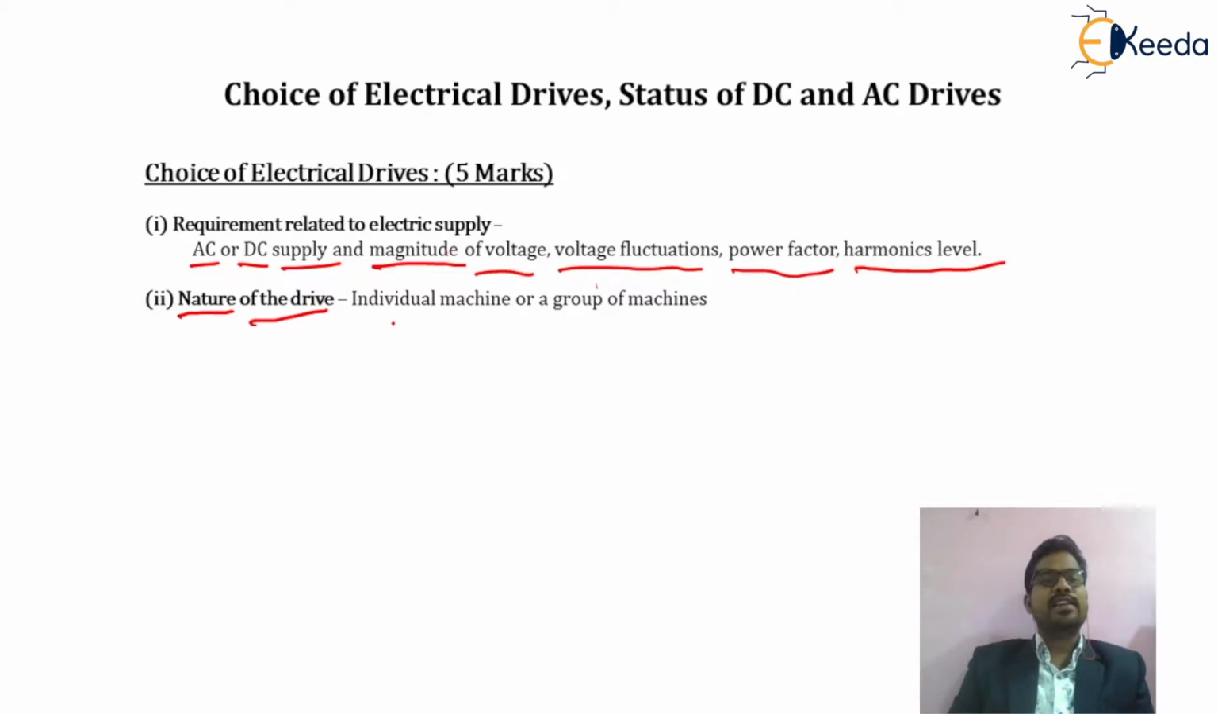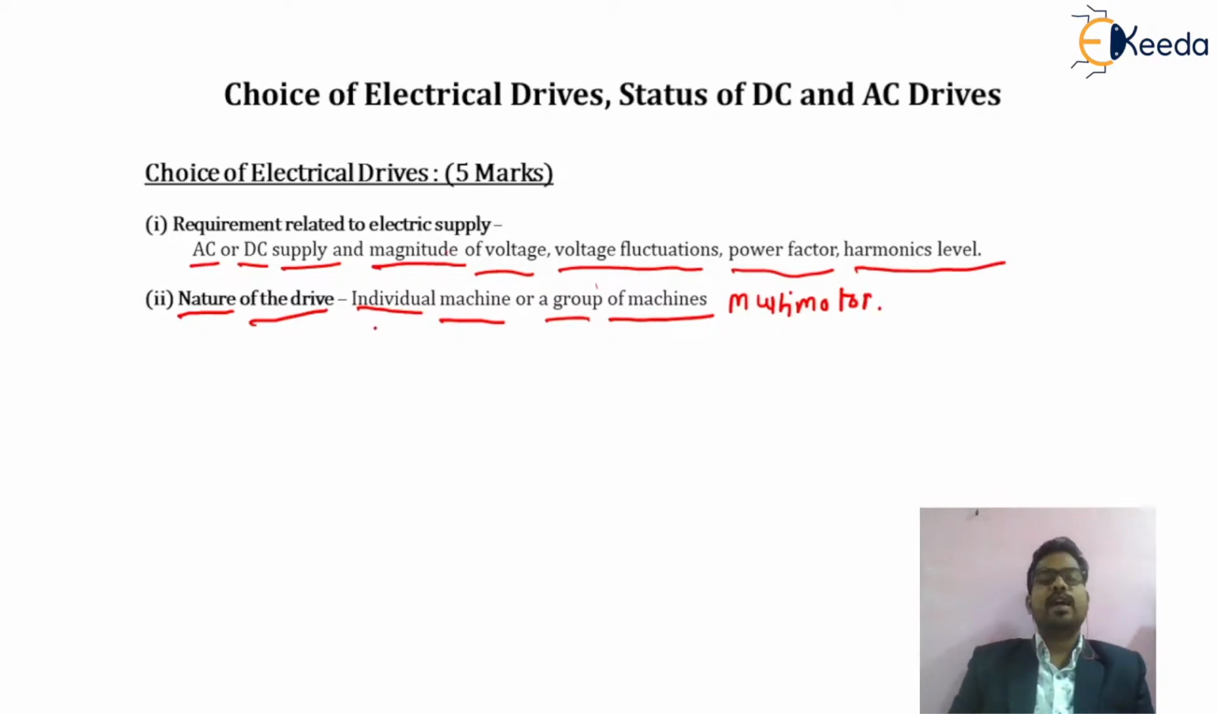Basically the drive is classified into three parts. The first is the individual machine, the second is the group of machines, which is called a group drive, and the third type of classification of electrical drive is called a multi-motor drive. Depending upon that, we can understand the nature of drive for a particular application.